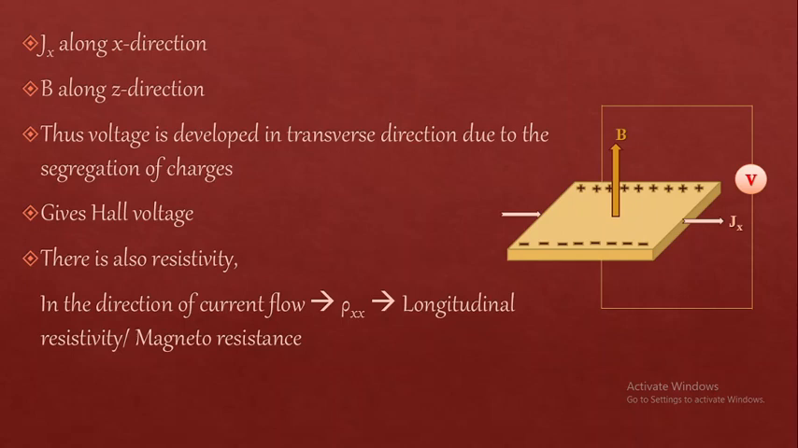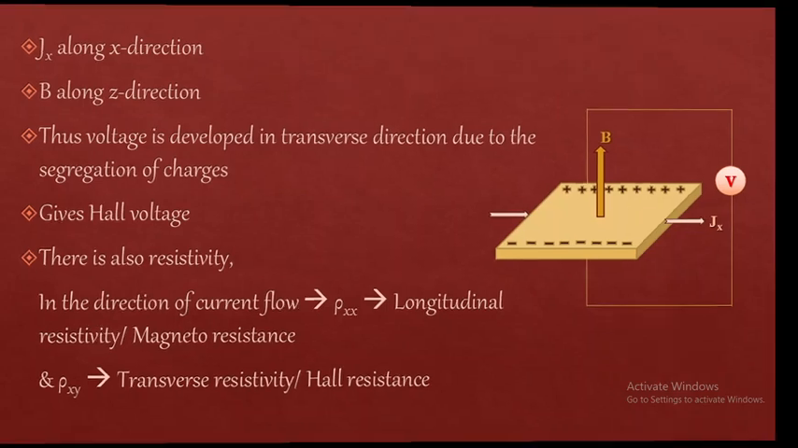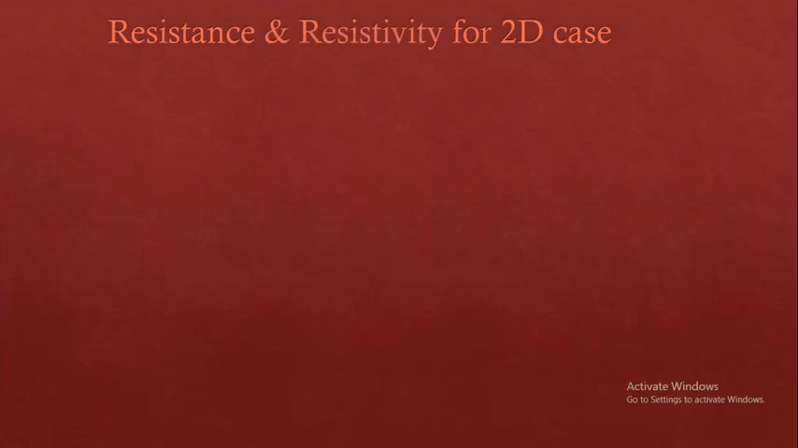So this rho xx denotes the magnetoresistance, and there is another type of resistivity also, which is the transverse resistivity based on the direction or configuration of these parameters, and it is also called Hall resistance or Hall resistivity. So I am calling it Hall resistance as well as Hall resistivity. Does that mean the resistance and resistivity are both the same? Let us understand what happens to resistance and resistivity for the two-dimensional case.